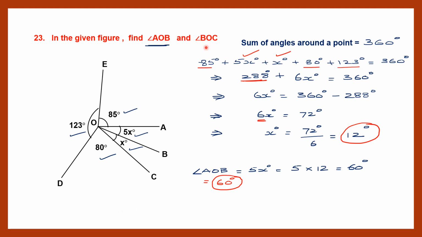Now we are asked to find angle BOC. So let's write angle BOC. Angle BOC, in the question it's given as BOC is x degrees. So let's write angle BOC is equal to x degrees, and we found x to be 12 degrees. Substitute the value of x. X is equal to 12 degrees. So we have found the value of angle BOC also to be 12 degrees. So angle AOB is 60 and angle BOC is 12 degrees.